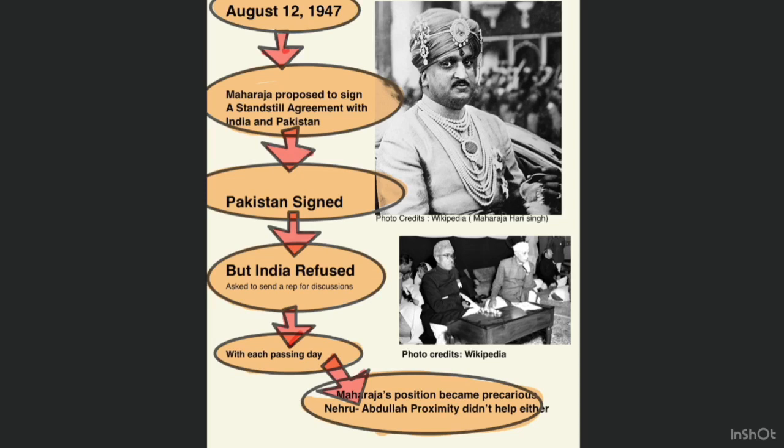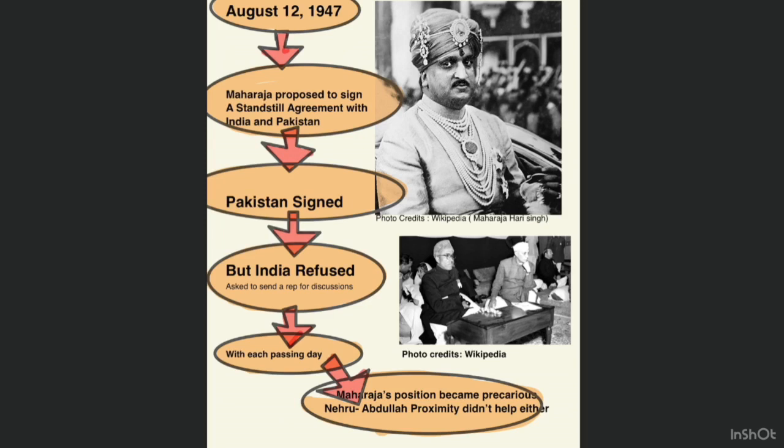When Pakistan agreed, Pakistan signed the standstill agreement. The Indian government refused. They told the Maharaja to send a representative for discussions. So they wanted to iron out a few things, understand the complexities, and then only sign any such standstill agreement.